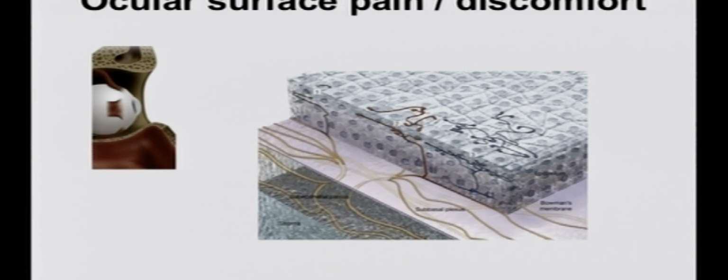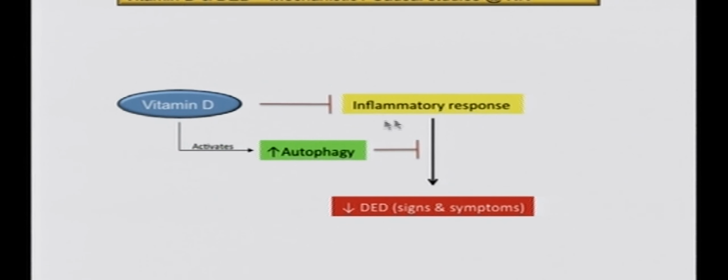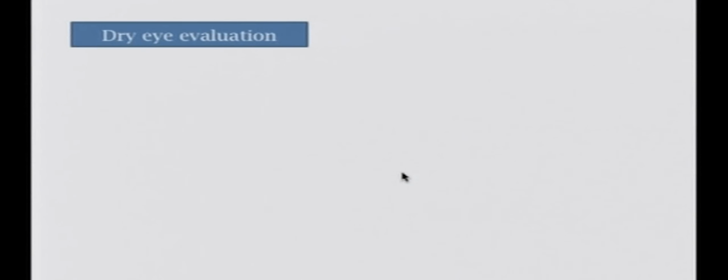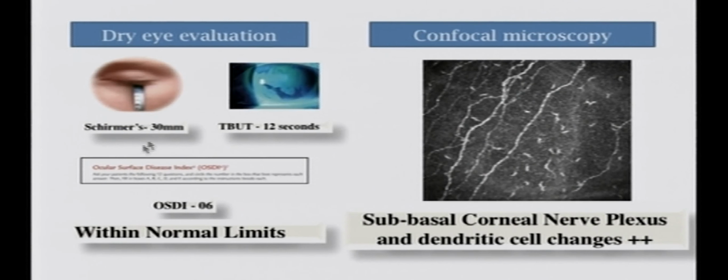For the next 2.5 minutes of this talk, I'll stick to the ocular surface and pain, because that's a new arm of the classification. What we believe is that it can block inflammation. It can also activate autophagy, which helps in reducing inflammation, and there it has its mechanism. When you look at dry eye with a perfectly normal examination, and you look at confocal microscopy, you see nerve changes. This has all been published by different groups, and you also have dendritic cells.